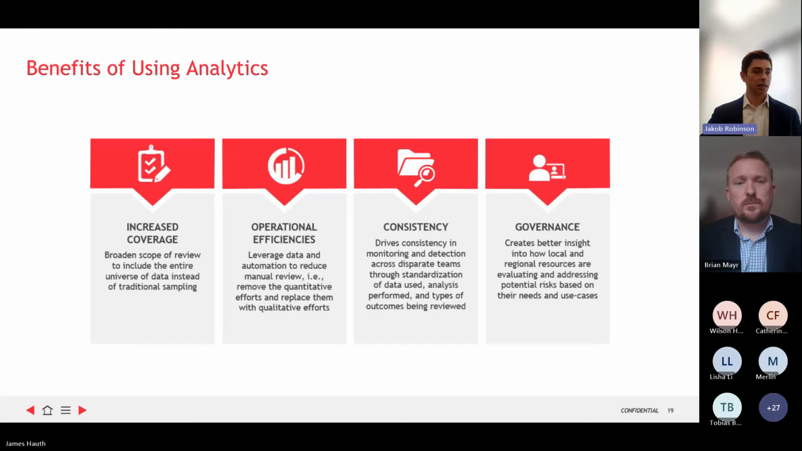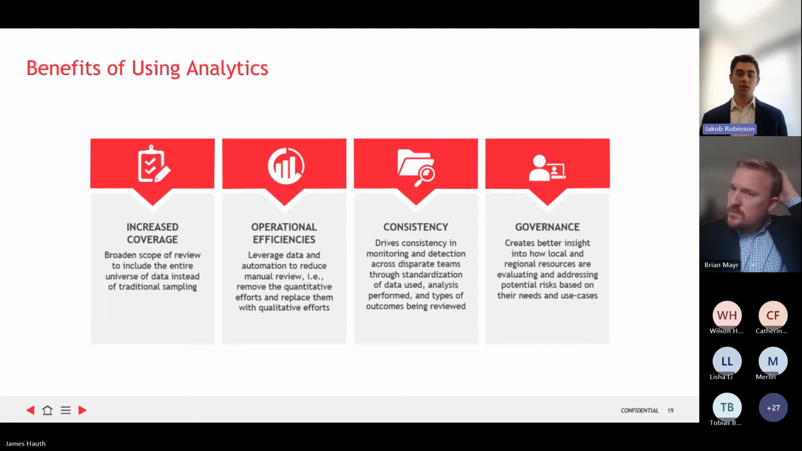And then ultimately, not even just from our fraud perspective, but from any perspective, analytics provides a bunch of different benefits, but it's really increased coverage, operational efficiencies, consistency, and governance. What this means is you know where your data is coming from. It's coming from the same place every time. You know how you're pulling it and how you're evaluating it, and then you know what to go do with it.